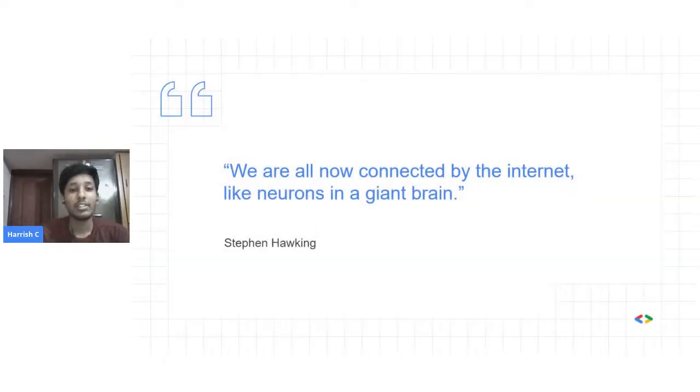So this is a quote by Stephen Hawking: We are all now connected by the internet like neurons in a giant brain. What neurons do is transmit data all over the body about what we are doing. That's like the internet. It transmits data all over the world.